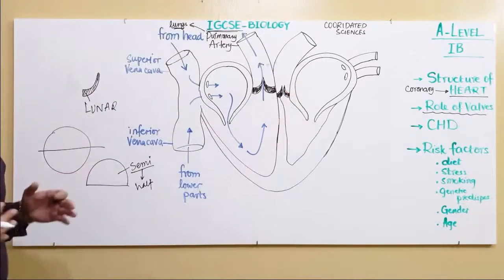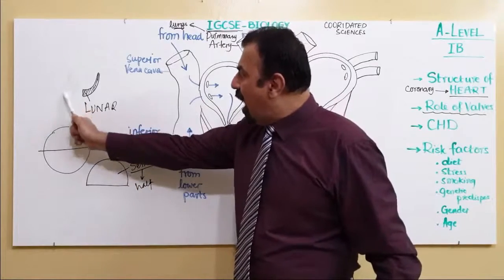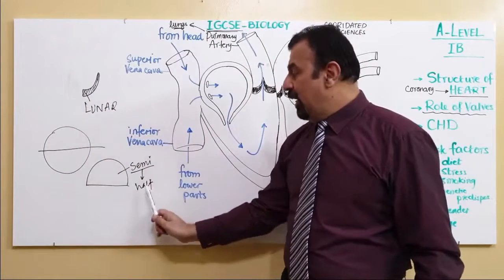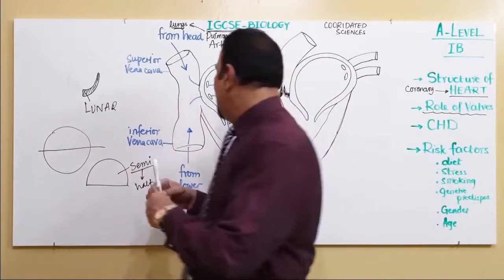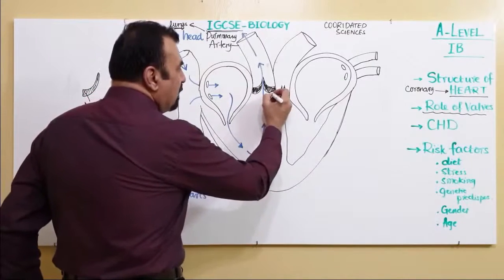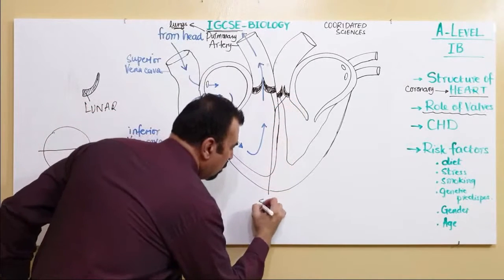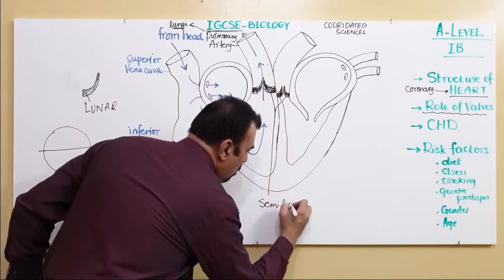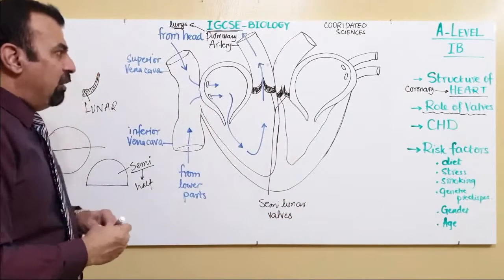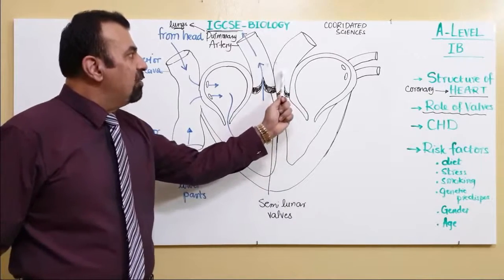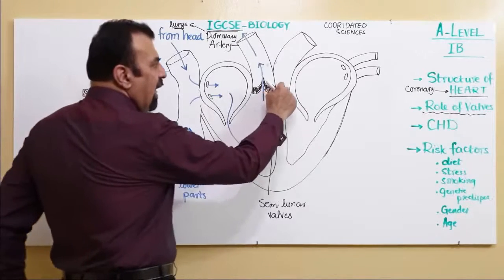So what name is given to this valve? Yes, it is called half moon, meaning semi-lunar. So semi-lunar valve, that is the name of this valve. So these valves are labeled as semi-lunar valves, both of these. They have their own individual names. This one is at the start of the blood vessel called aorta, that's why this is also called the aortic valve.